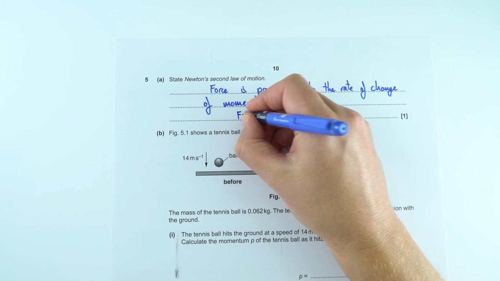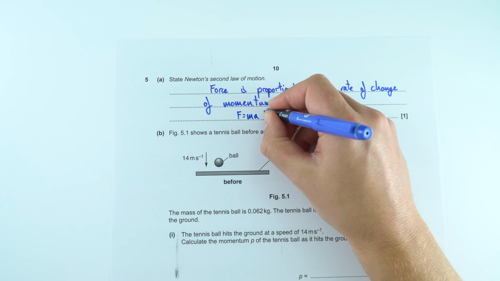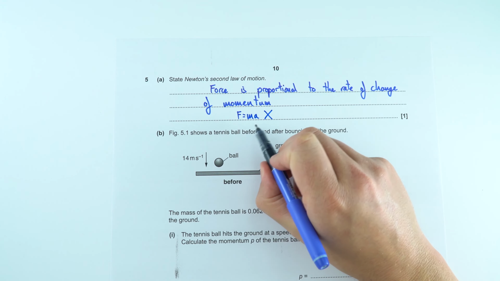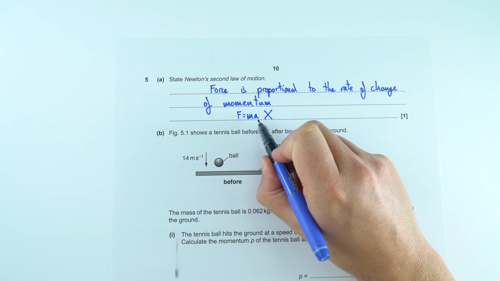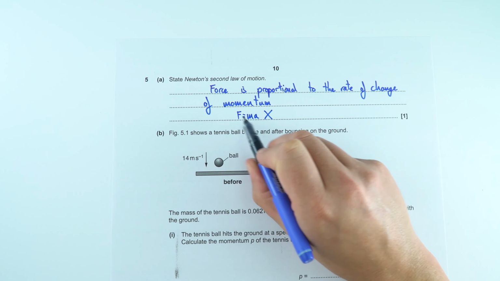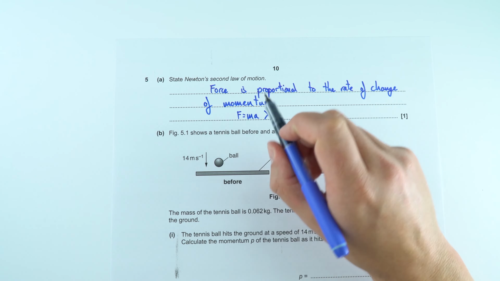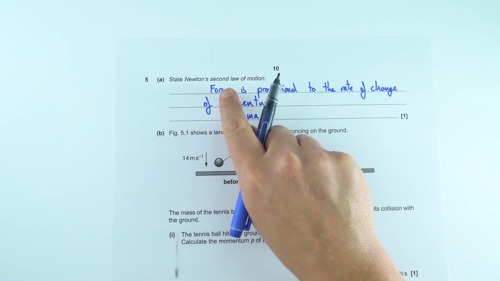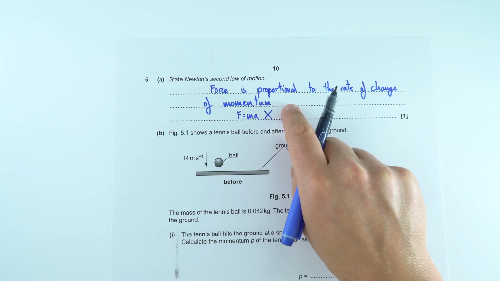Now, if you put down F equals ma, that is not the correct answer. That only is valid when you've got a constant acceleration and a constant mass. So F equals ma is only a special case. Newton's second law should be defined as force is proportional to the rate of change of momentum.